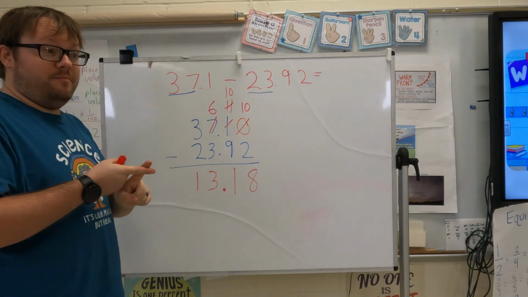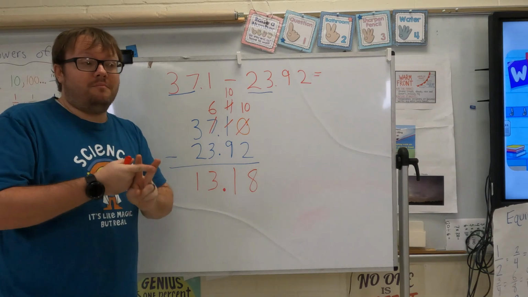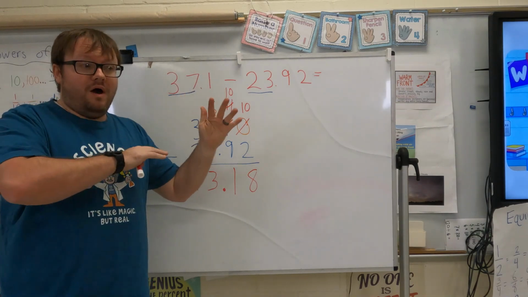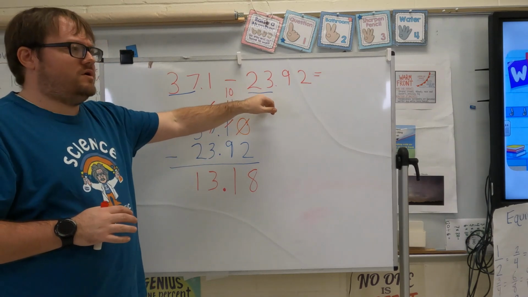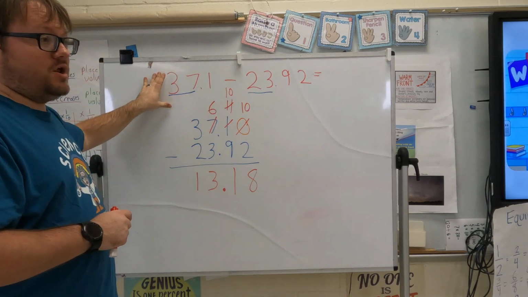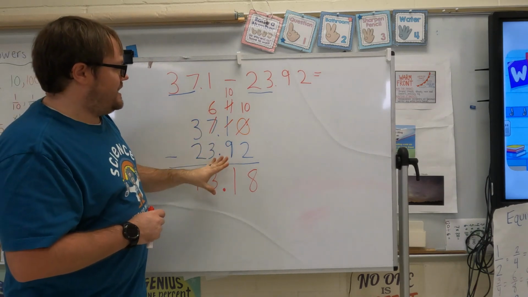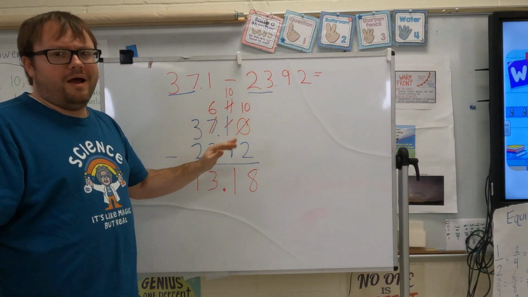The key is to line up your decimals, largest number on top, or what is it being taken away from? So like, what is this 23 being taken away from? And it's being taken away from the 37. Line it up by the decimal, borrow correctly.